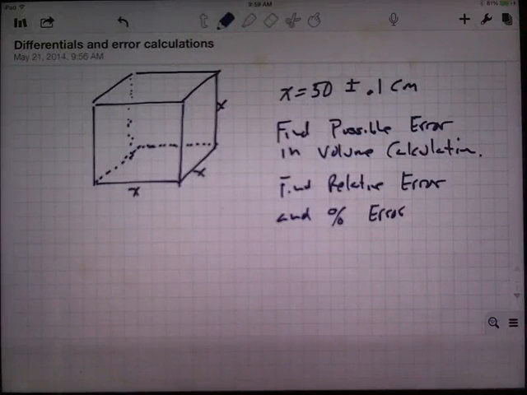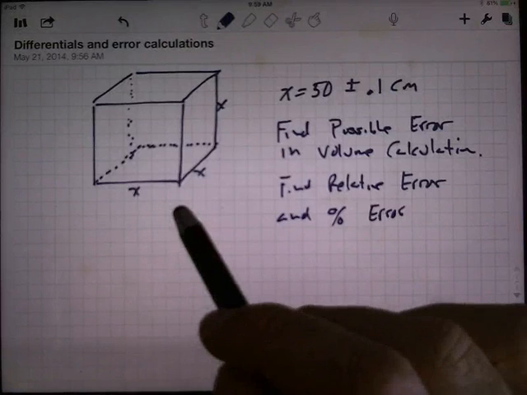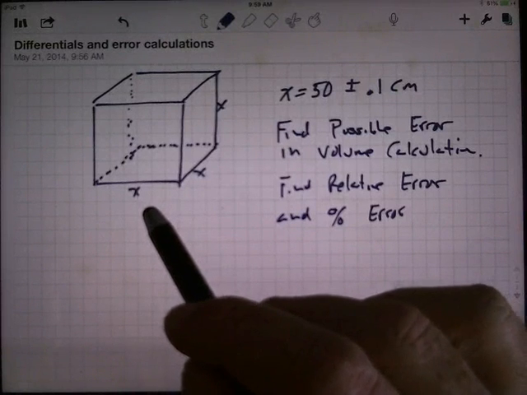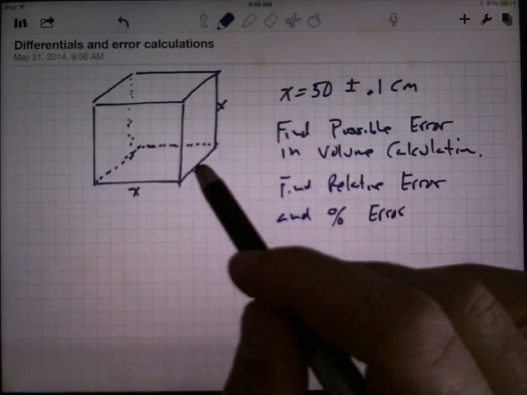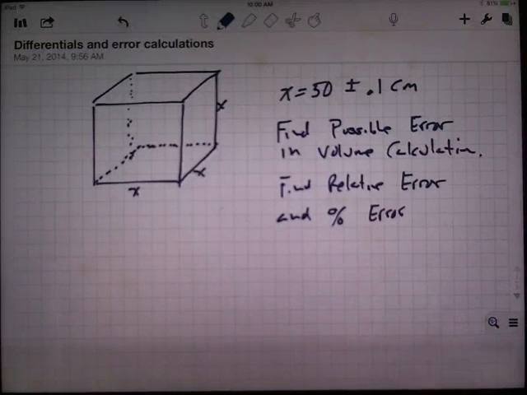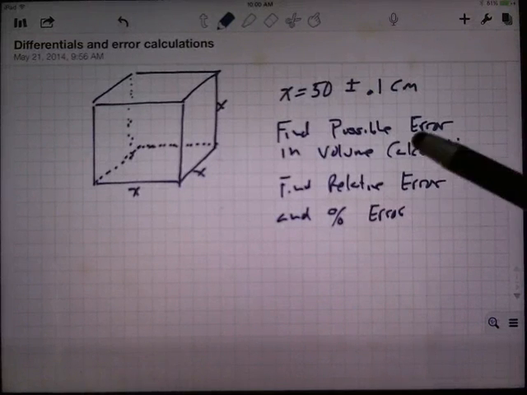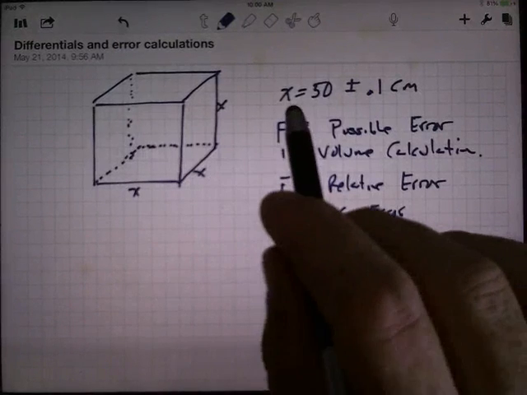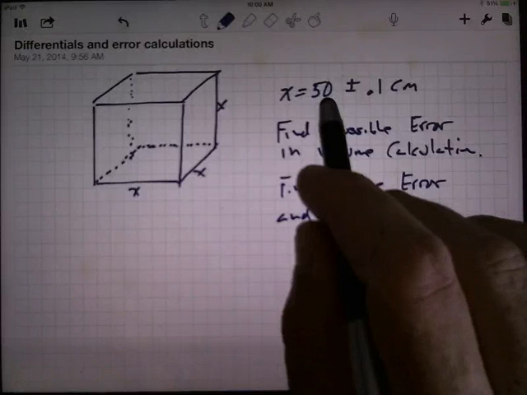I want to show you how we use differentials in calculating error propagation. That is, if you were to take a measurement of something and then use that measurement in a calculation, any error that you might have had in the measurement would cause an error in the calculated answer. So here's an example. I've got a cube and I measure the edge length as 50 centimeters.